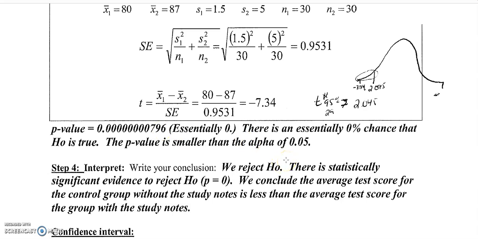Since our p-value is smaller, we reject H0. There is statistically significant evidence to reject H0. We conclude the average test score for the control group without the study notes is less than the average test score for the group with study notes. So we're concluding that if you do not have the study notes, your grade will be lower. Now remember, lower. We're comparing to, so when I do the confidence interval next, we're expecting lower. I'm expecting 2 negatives. If the first group was higher, I'd expect 2 positives. If we weren't sure, it'd be negative or positive. Could be lower, could be higher.